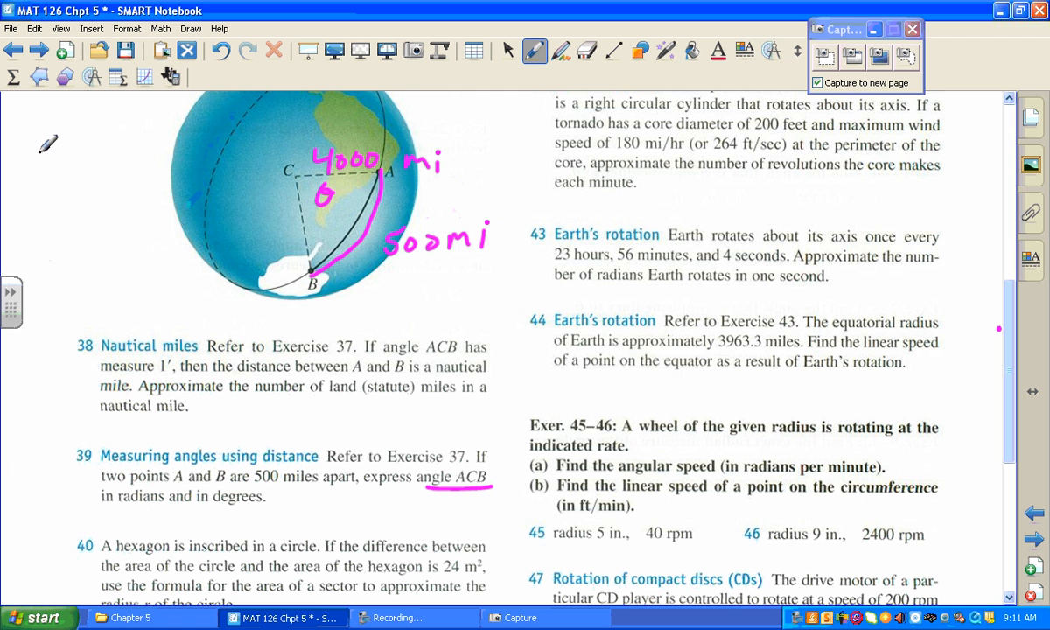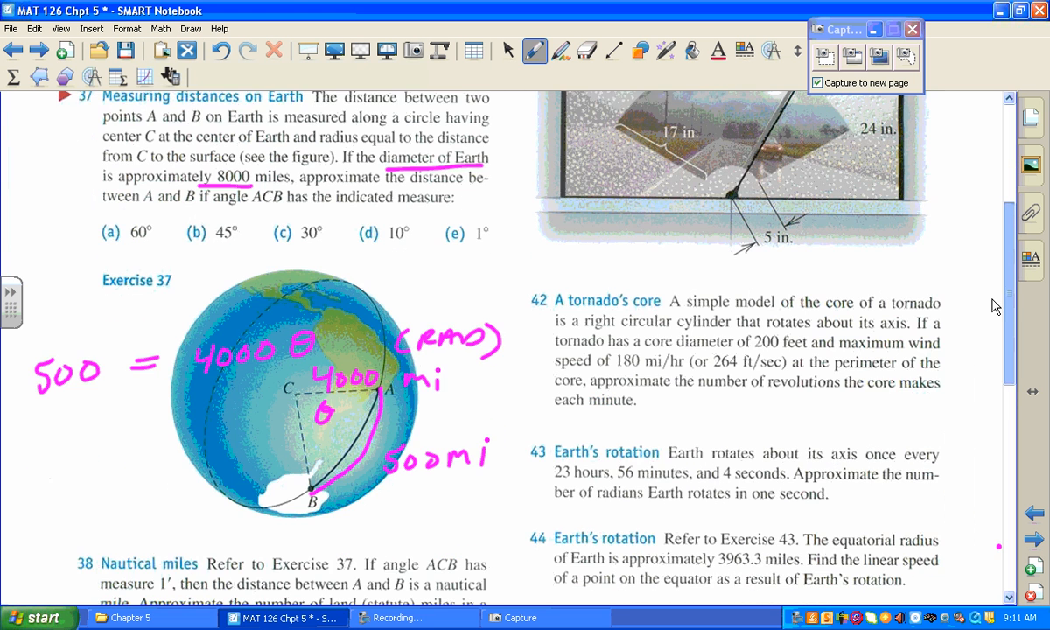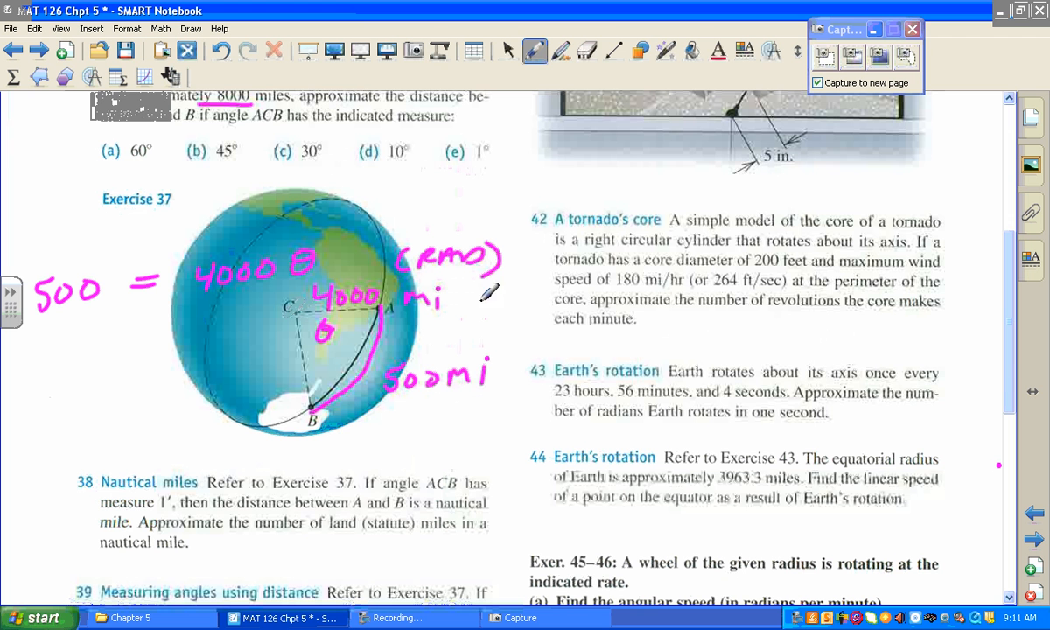So, to find the angle theta in 37, this is 500 miles, right? You'd have 500 equals r, 4,000, times theta. That's in radians. Okay? The distance, it says that's the radius of the Earth. AC. C is at the center of the Earth. A is on the Earth's surface. B is on the Earth's surface. That's how you drive on the Earth, on the edge. You don't go through the core.